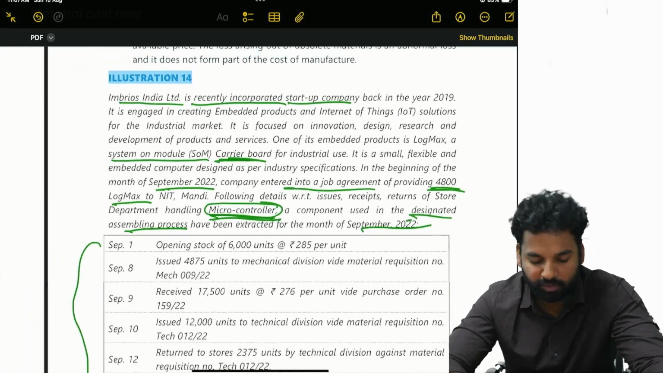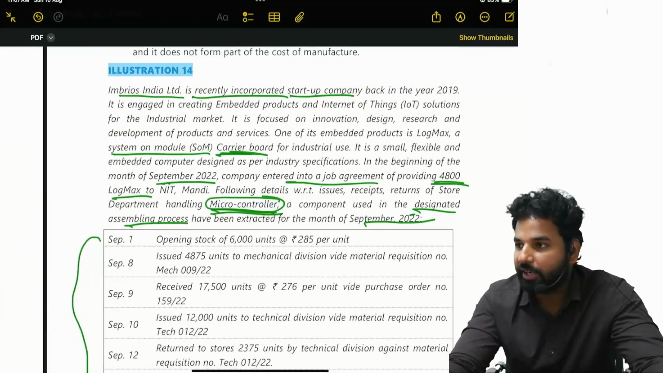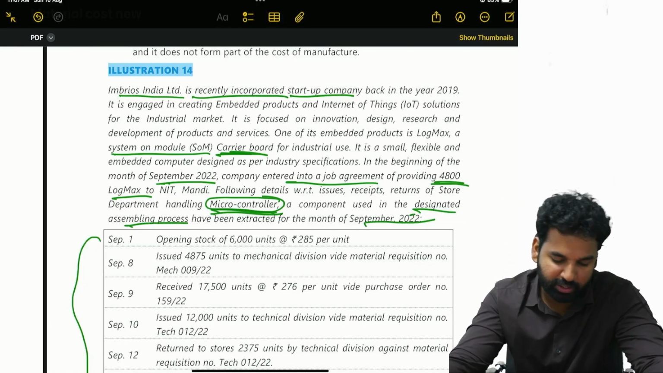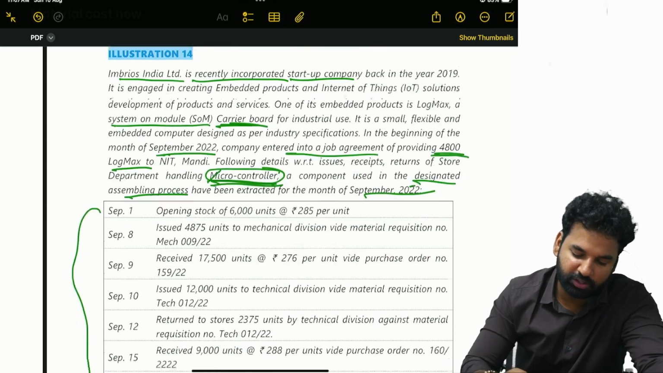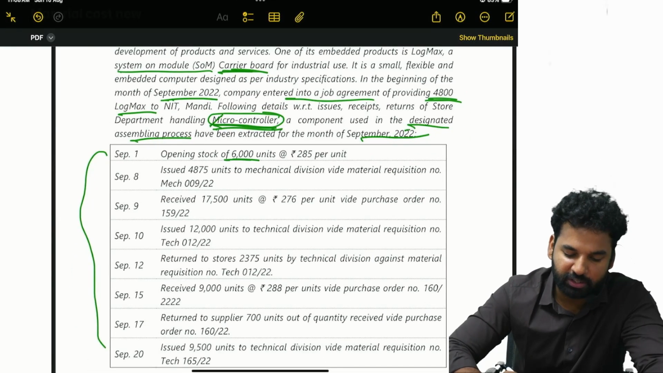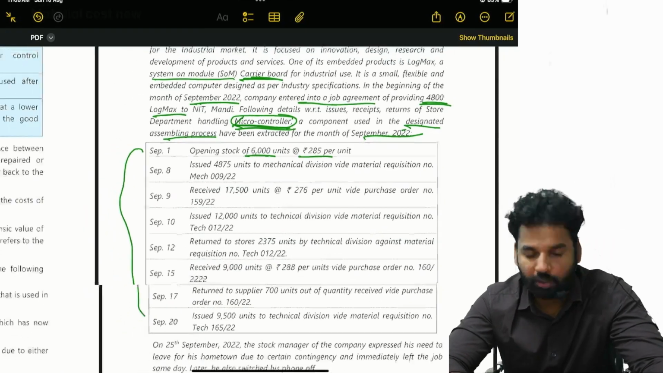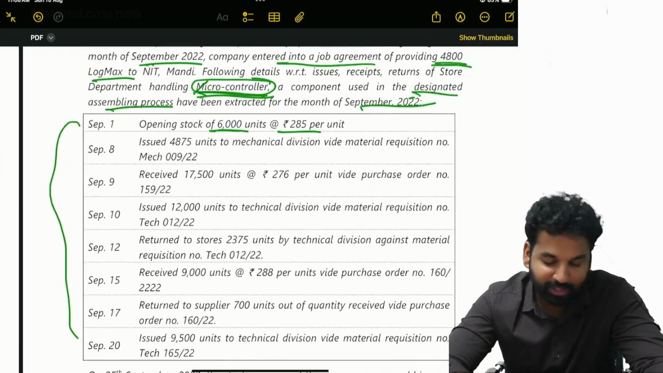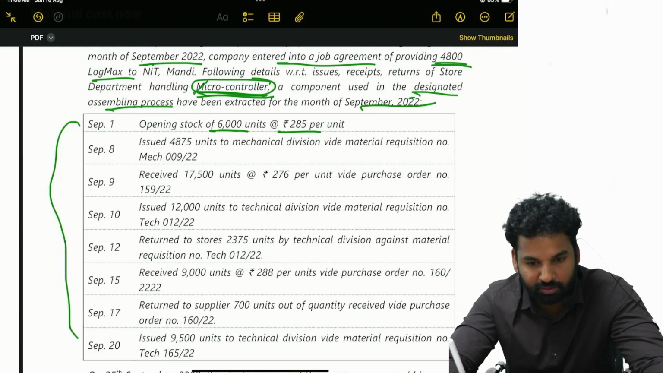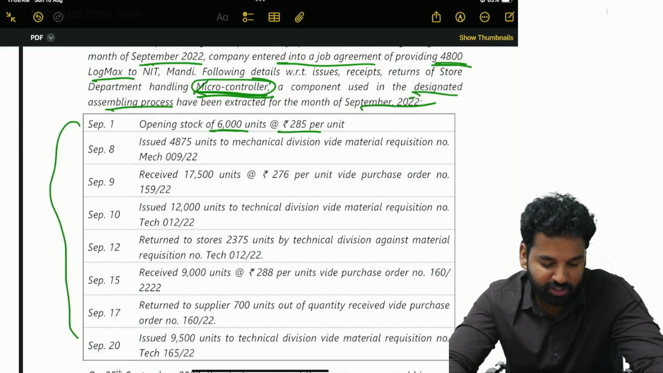So for September 22, they are giving the details with respect to opening stock, receipts and issues. The component is the microcontroller. On September 1st, opening stock is 6,000 units at rupees 285 per unit. Next, September 8th, issued 4,875 units to the mechanical division, vide material requisition number.